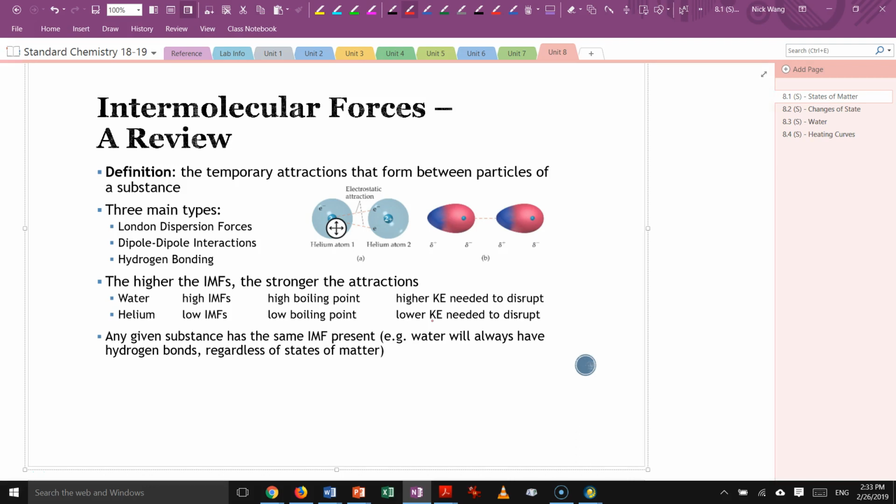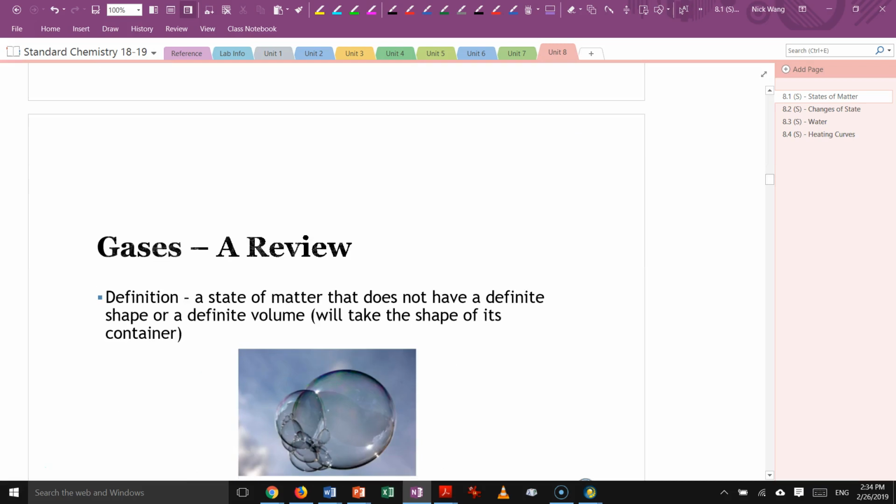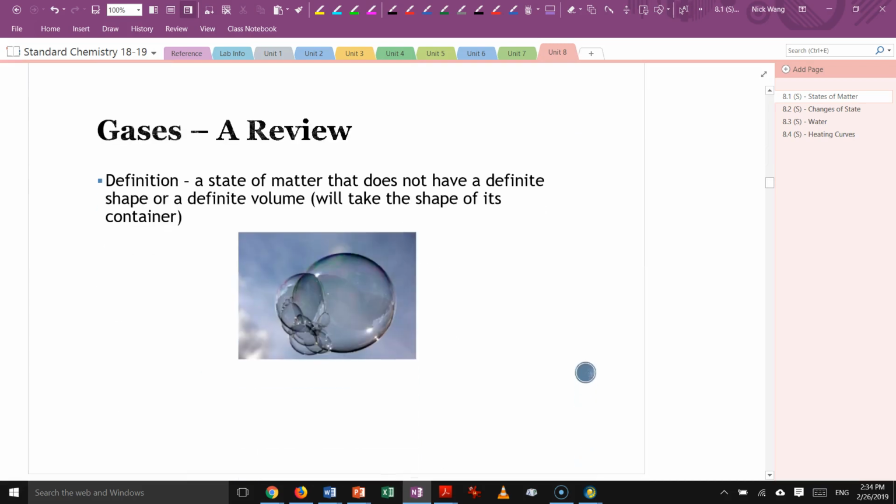Any substance has the same intermolecular forces present. For example, water, whether it's in ice form, liquid form, or vapor form, is always going to have some hydrogen bonding present because that's just how it is. That amount doesn't change. What does change between those three, ice, liquid, and gas, depends on the temperature and the way that kinetic energy is in those particles. Now, specifically about gases.